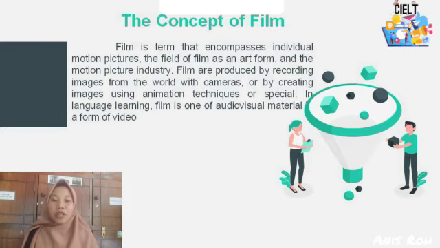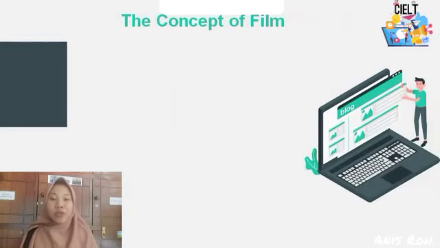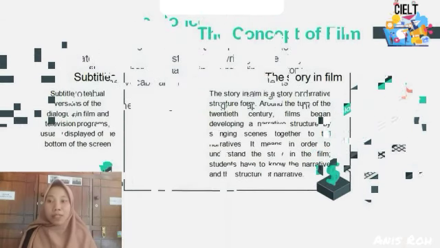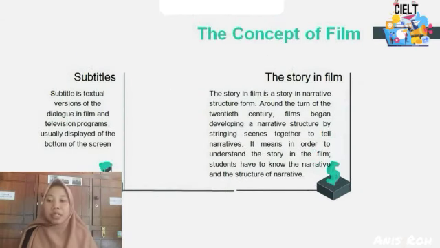Okay, the concept of film has subtitles and a story. The subtitle is a textual version of the dialogue in a film or television program, usually displayed at the bottom of the screen. And the next is the story in the film, which has a narrative structure. Around the turn of the 20th century, film began developing a narrative structure by putting scenes together into a narrative. It means that in order to understand the story in a film, students have to know the narrative and the structure of the narrative.